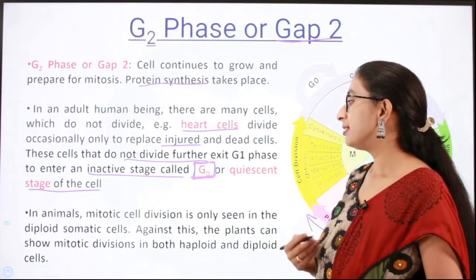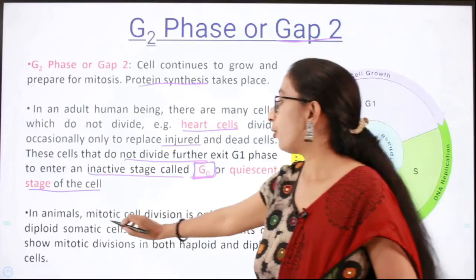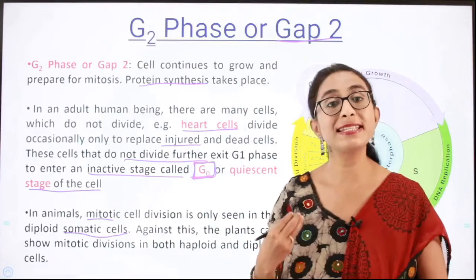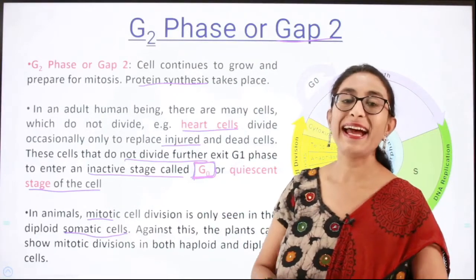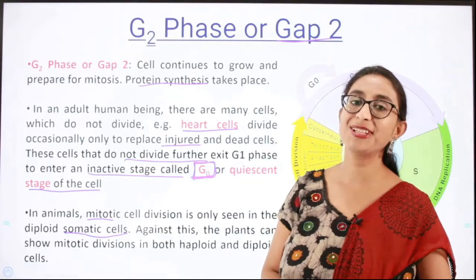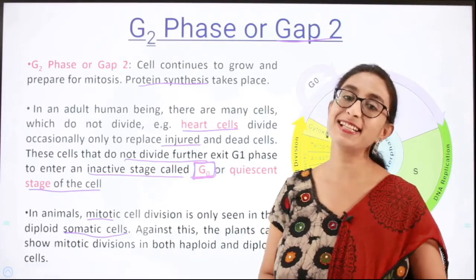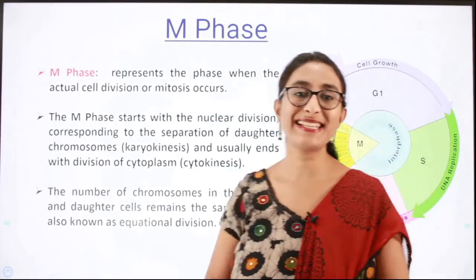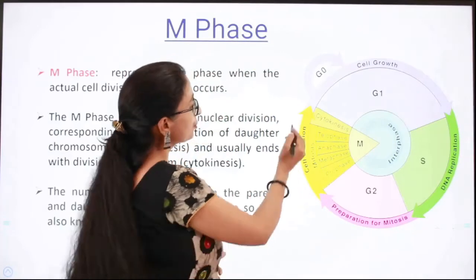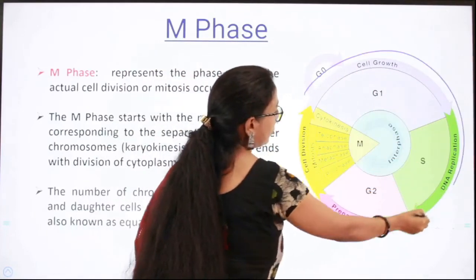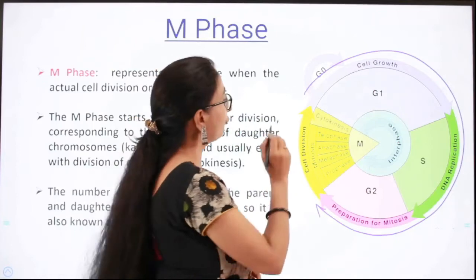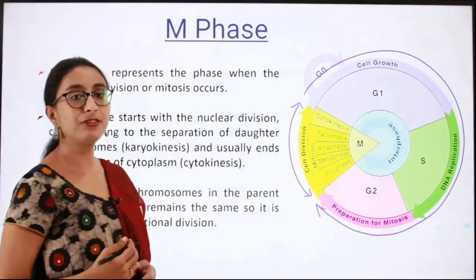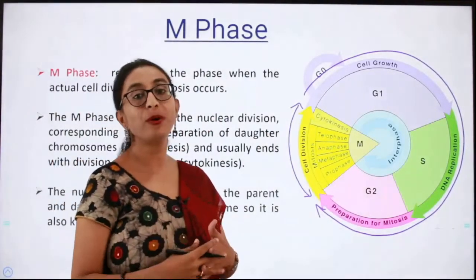Then in animals, the mitotic cell division you can see only in the somatic cells, isn't it? So mitosis happens only in somatic cells, whereas in gametic cells, meiosis happens. Mitosis is called equational cell division and meiosis is called reductional cell division. Next, moving on to the last stage of the cell cycle, which is the M phase. This entire part was interphase and this part of the cell cycle is the M phase or the mitosis phase, which is the actual phase where the cell divides.